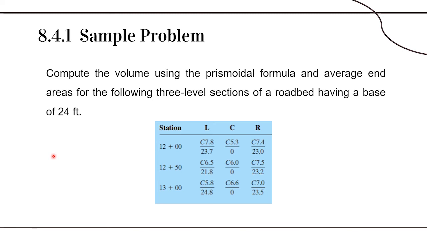To fully understand Prismoidal correction, I have here an example. The problem is to compute the volume using the Prismoidal formula and the average end area method for the following 3-level sections of a roadbed having a base of 24 feet. We have here station 12, station 12 plus 50, and station 13, and each station has its corresponding data. We have to fully understand the given data, and I have here a diagram of a 3-level cross-section.